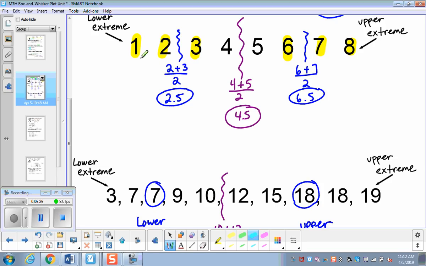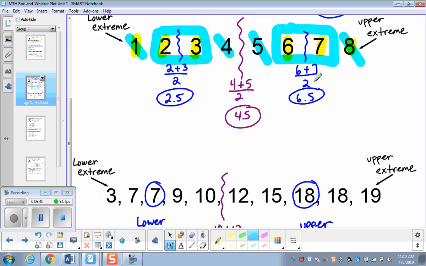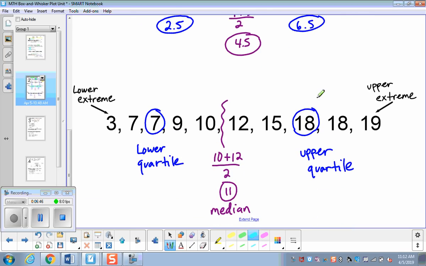So now I'm going to slash through for the lower quartile, smaller to bigger, and then we still have these two left in the middle. So we find the average, lower quartile. And then on this side, the 5 slashes out with the 8. We have two numbers in the middle, so we average them up, and we get a 6.5 for the upper quartile. Now let me show you guys another data set.